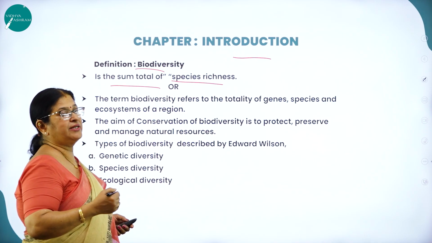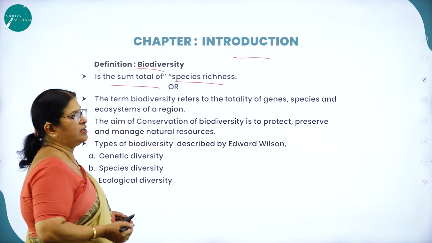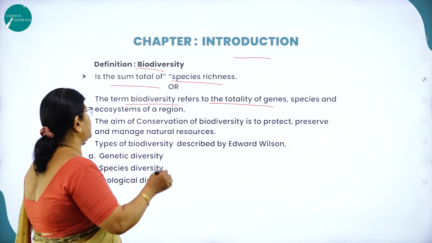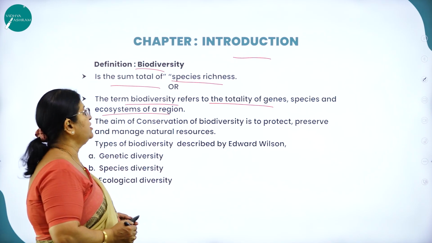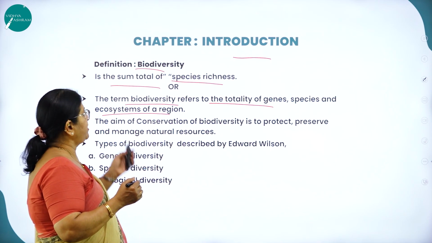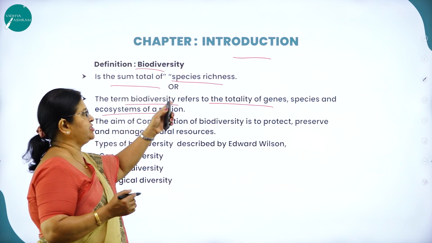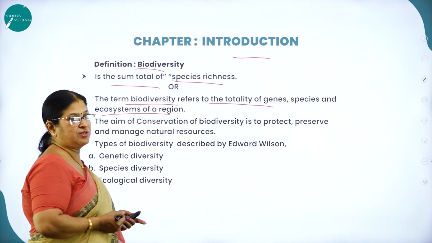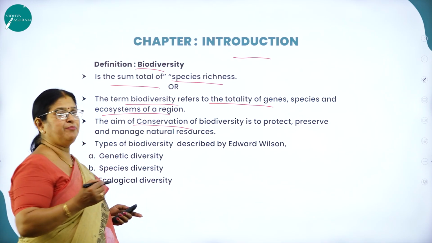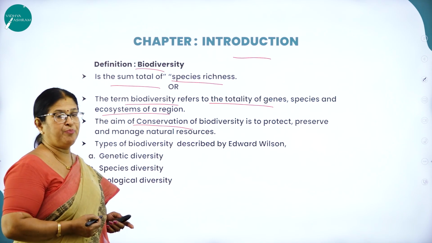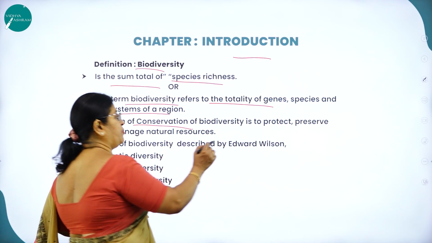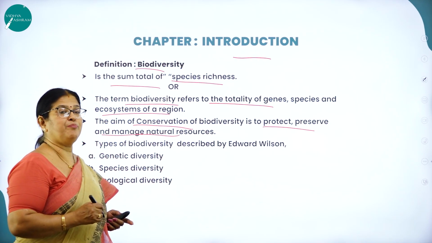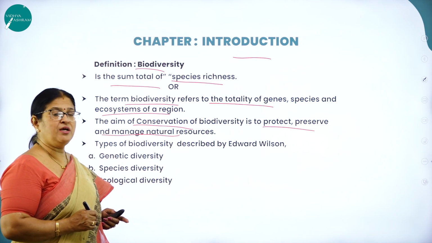What will be the other definition for the same word biodiversity? The term biodiversity refers to the totality of species and ecosystem of a region. So how can we define it? We can define biodiversity as a sum total of species richness, or the term biodiversity refers to the totality of genes, species and ecosystem of a region. So what is the very important aim of conservation of this important biodiversity? It is very important for us to protect, preserve and manage the natural resources. So it's very important for us to conserve and preserve the biodiversity.